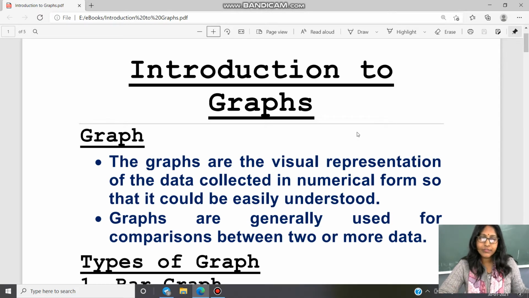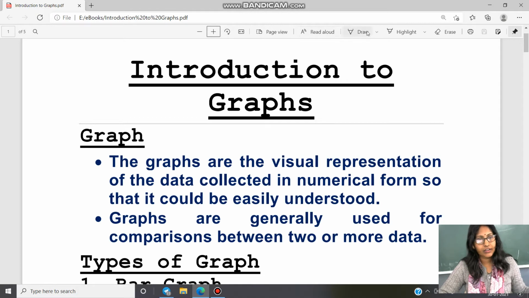Suppose we have 1000 numbers, or 1000 data points. Then it is quite hard to understand the data and quite boring. But when we plot it in the form of a graph, it is easily understood and very interesting. Graphs are generally used for comparison between two or more data, to make data interesting and easily understood. Now we understand how many types of graphs there are.